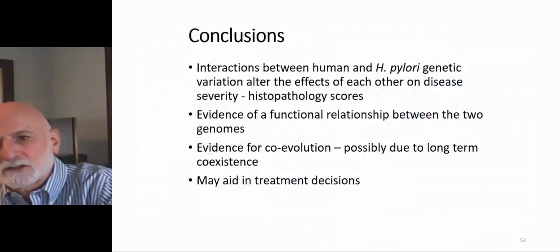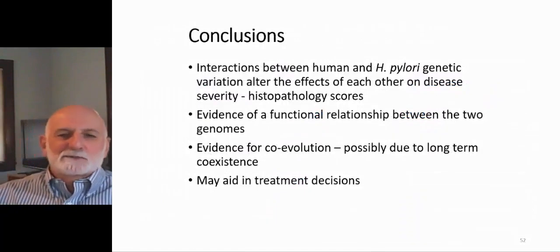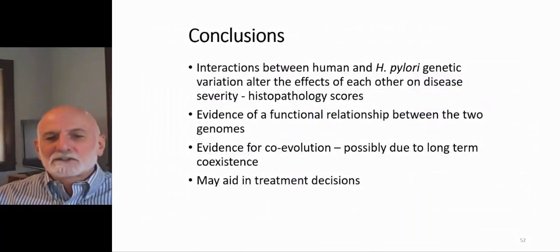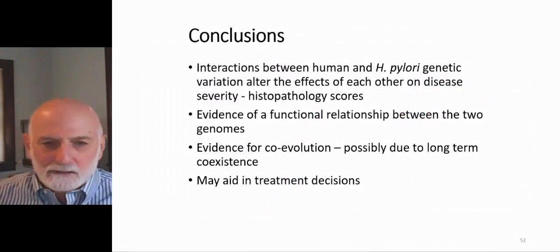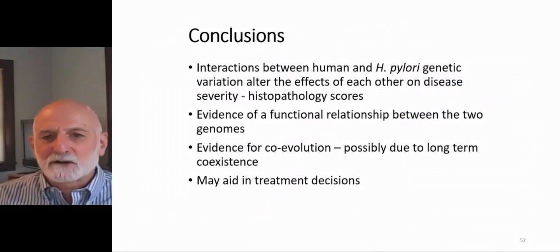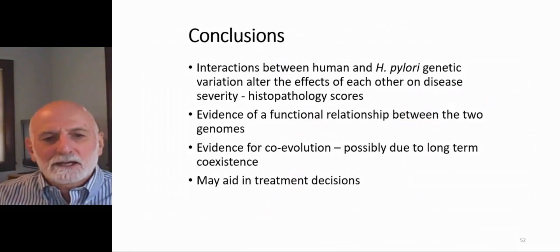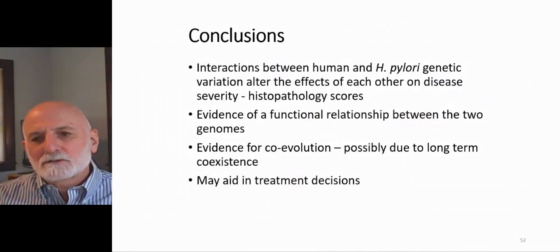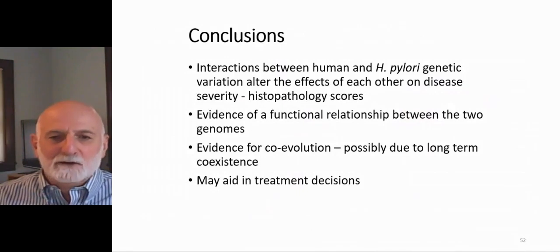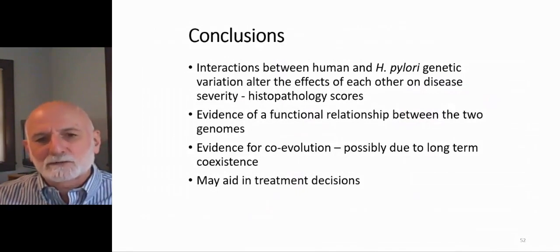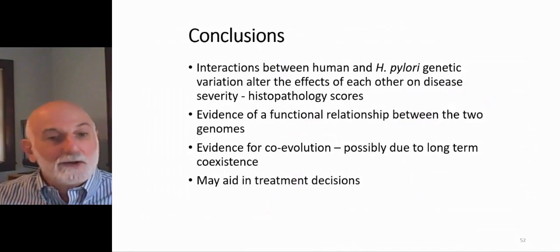So in conclusion to this part of the study, interactions between human and H. pylori genetic variation alter the effects of each other on disease severity, as measured by histopathology scores. There's evidence of a functional relationship between the two genomes. There's evidence for coevolution, probably due to this long-term coexistence with vertical transmission, and we think that this may aid in treatment decisions. So to go back to the African enigma, if you live in sub-Saharan Africa, you're most likely to be infected with an African H. pylori, which means you've co-evolved and you have benign or no disease, and there's the African enigma.